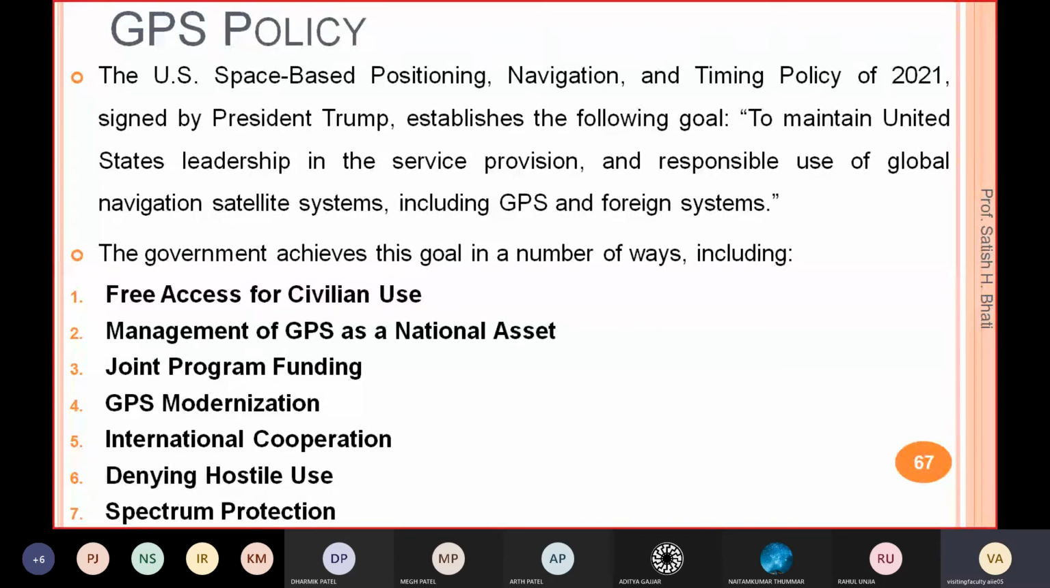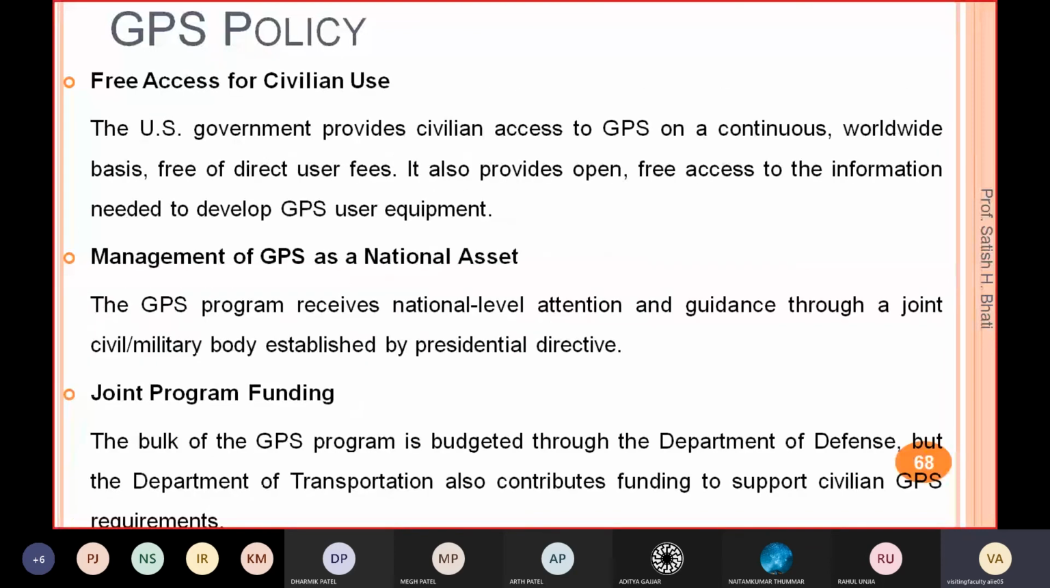Free access for civilian use: the US government provides civilian access to GPS on a continuous worldwide basis, free of direct user fees. So it's kind of a free service. It also provides open, free access to the information needed to develop GPS user equipment. So if you want to do some research, they will provide free access to some information on GPS equipment.